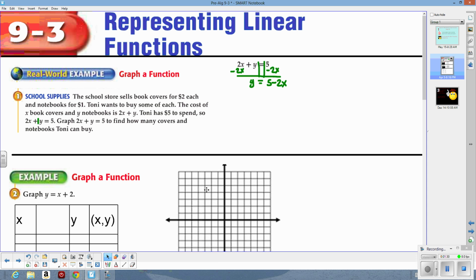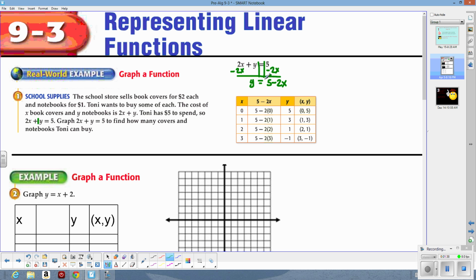Now to make the function table, you're going to make a table like this, and what we just came up with, this 5 minus 2x, is going to go right here. This is the column for our work. So we have what we plug in for x, what comes out y, and then the ordered pair that's going to be graphed. So I chose some numbers for x: 0, 1, 2, 3. Remember, x represents the number of book covers, and y is the number of notebooks.